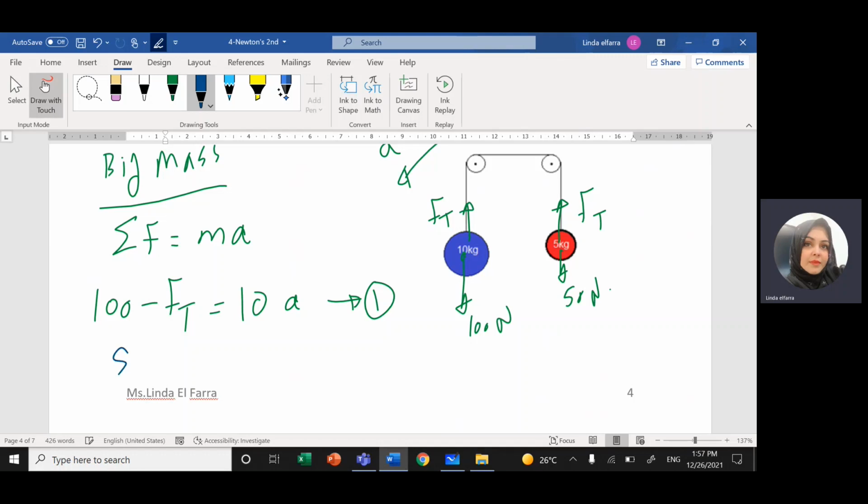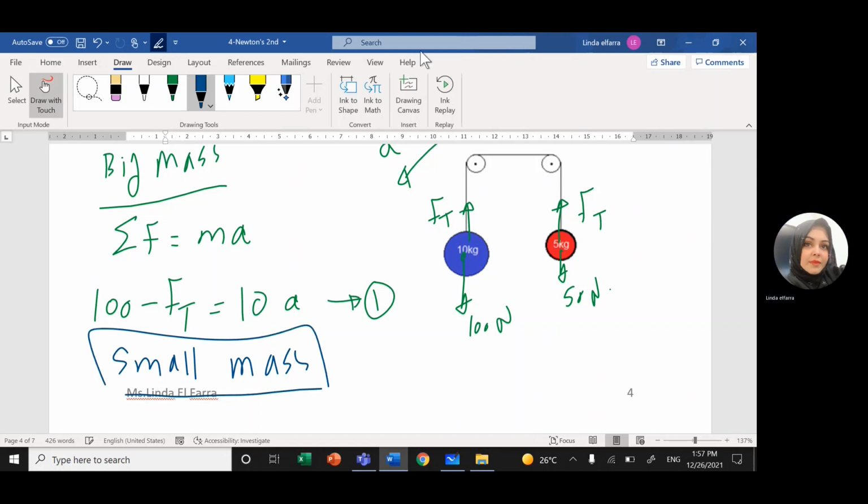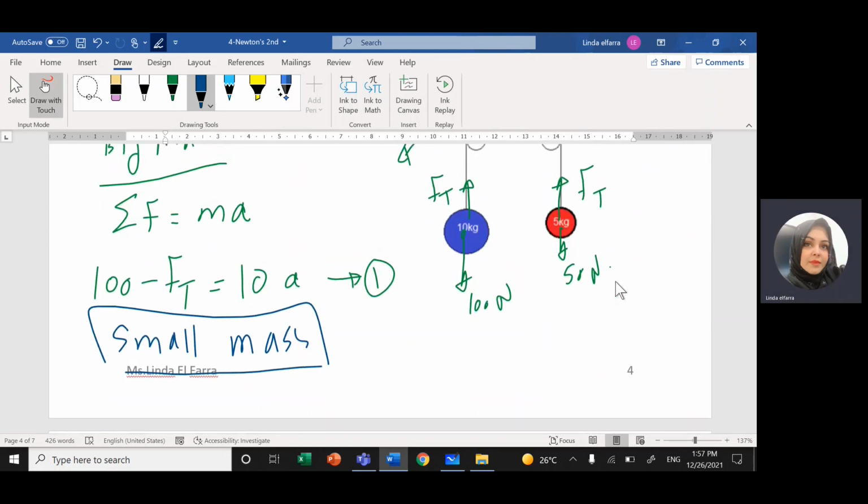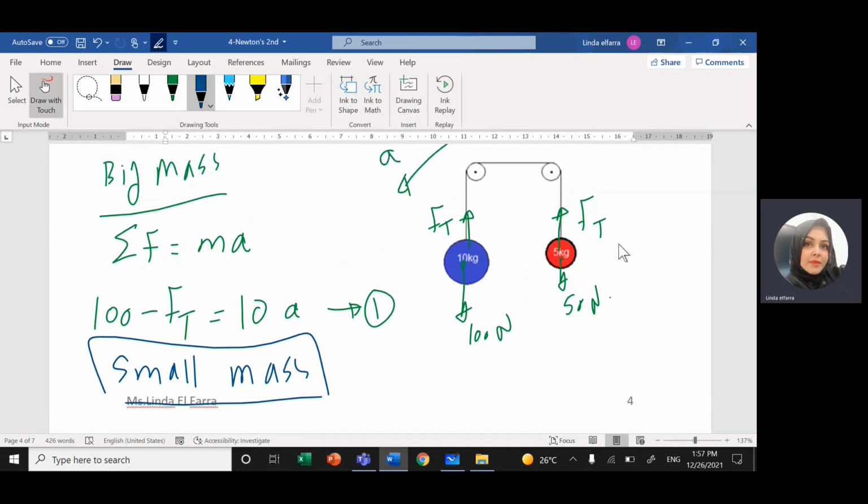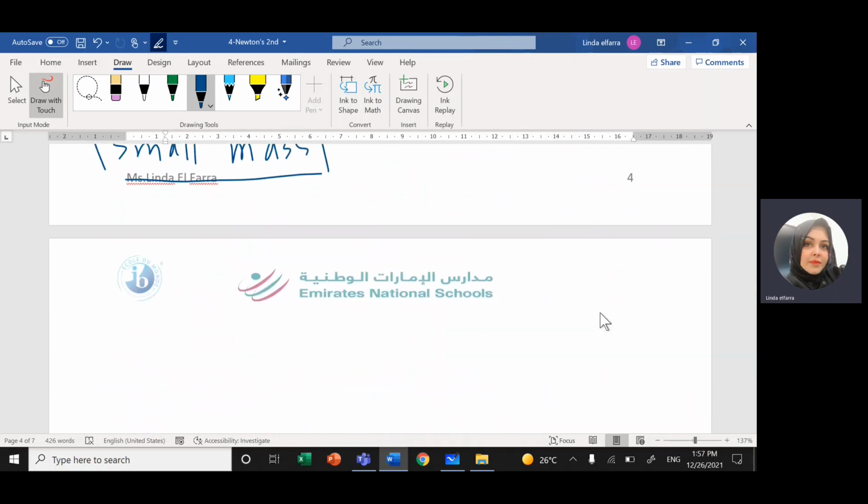Let's take now the small mass. Same thing, Newton's second law. For the forces in the direction of motion, I have Ft is positive, minus 50. So Ft minus 50 will equal mass 5 times acceleration, and this is equation number 2.